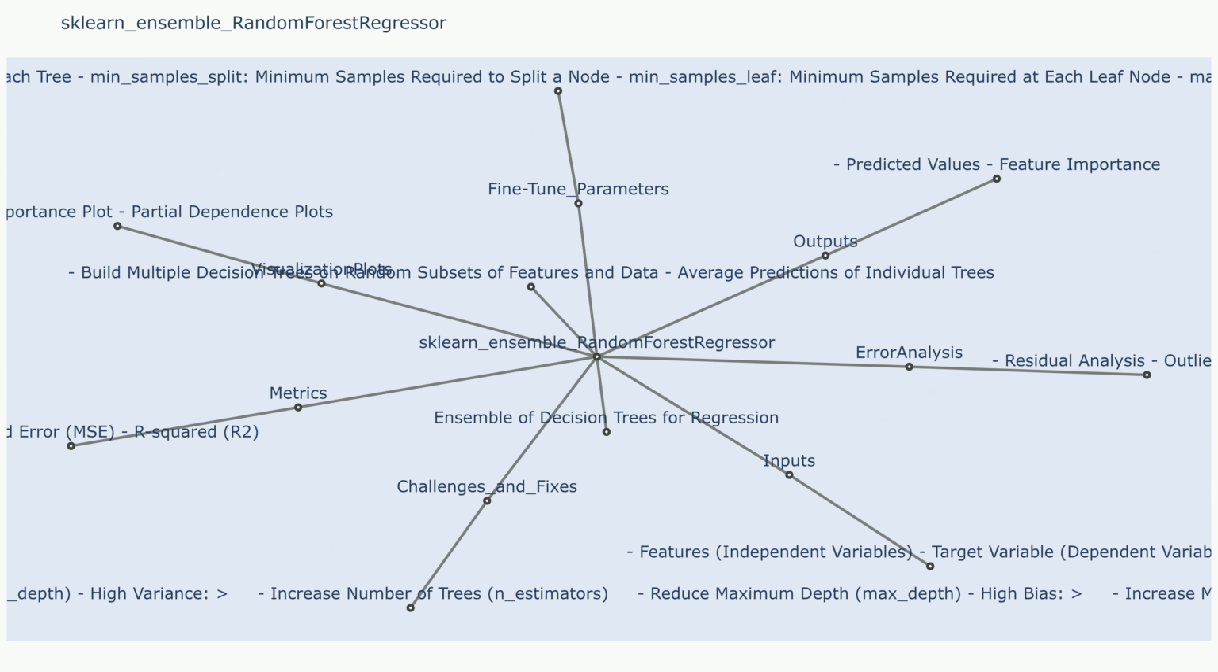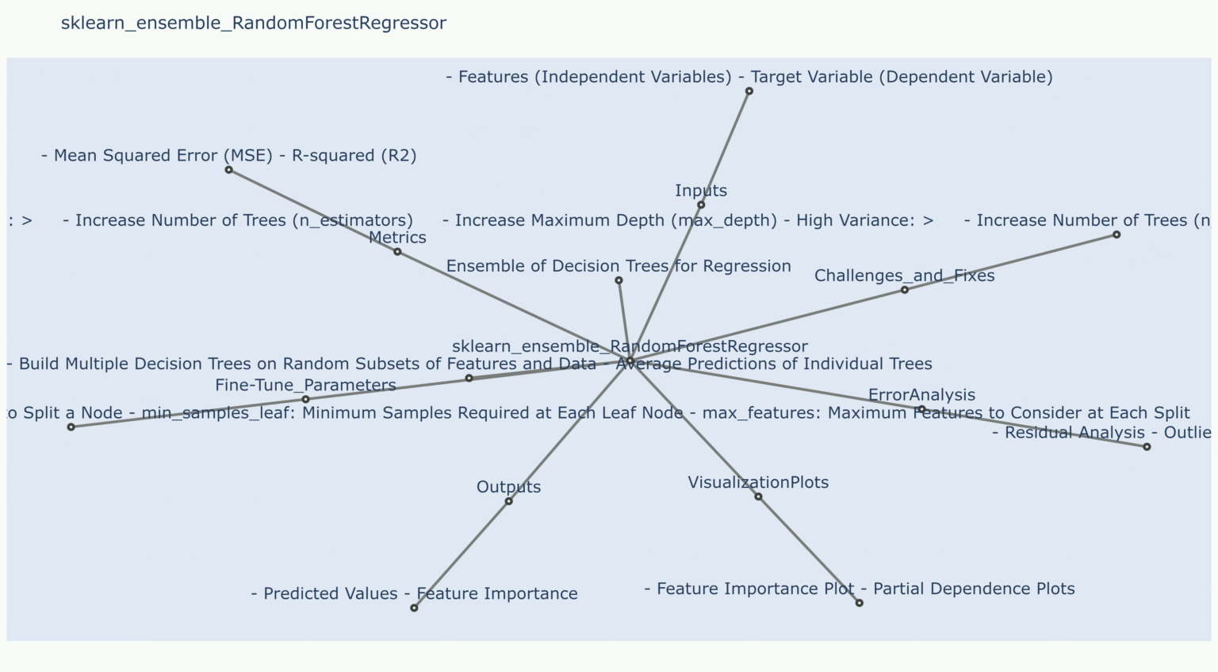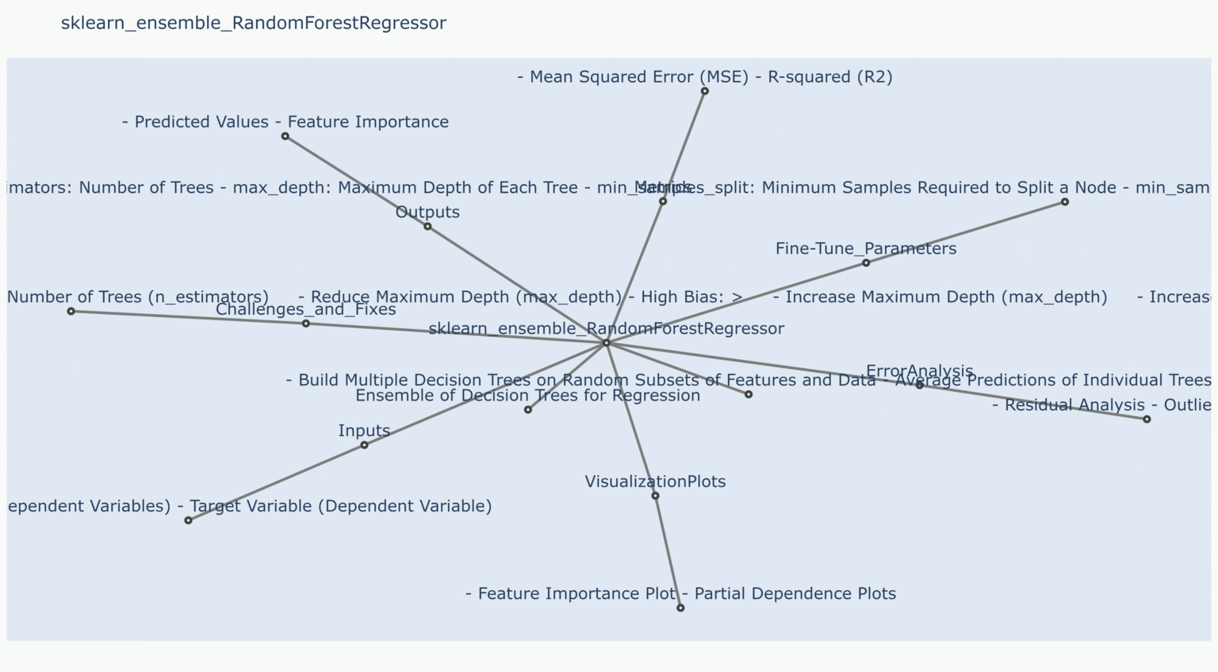Metrics. Metric 1. Mean squared error (MSE), a common metric used to evaluate regression models. It measures the average squared difference between the predicted and actual values. Metric 2. R squared (R2) represents the proportion of the variance in a dependent variable that is predictable from the independent variables. A higher R squared value indicates a better fit.